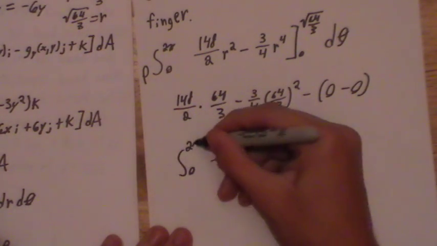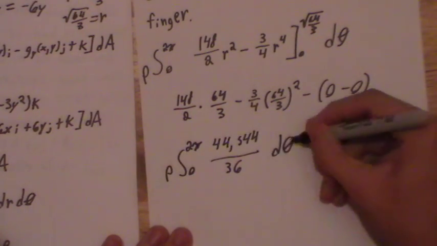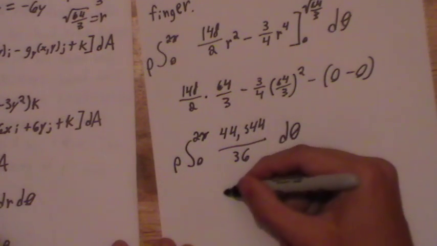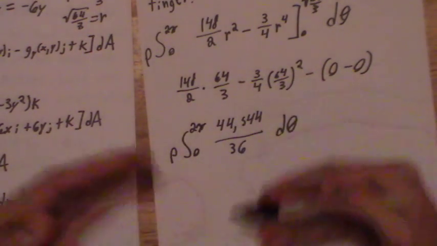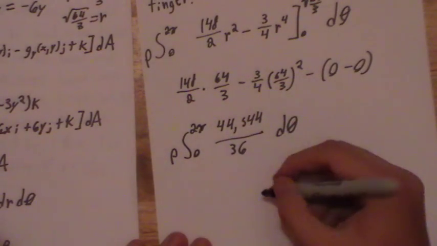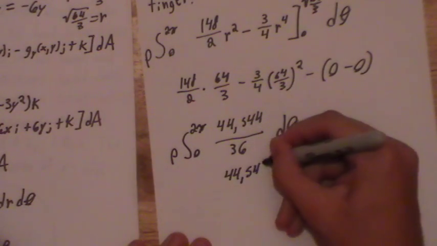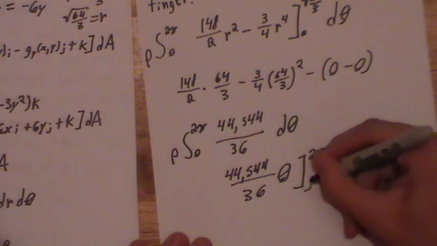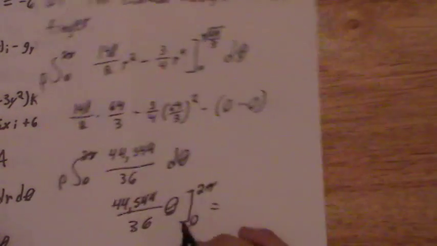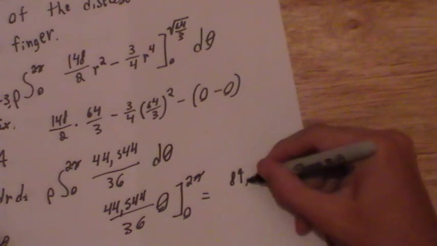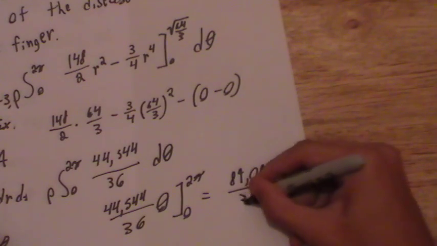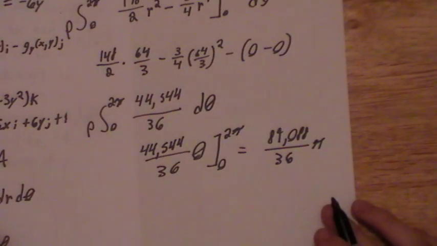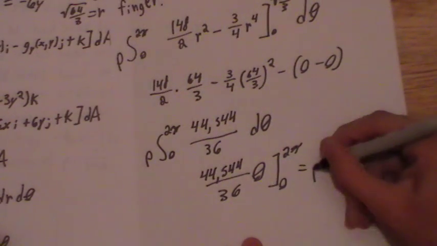So now we bring our second integral, 0 to 2 pi d theta. Integrating this is rather simple. And of course, this is a whole bunch of geometry. I'm not going to go into that. So 44,544 over 36 theta from 2 pi to 0. That equals 89,088 over 36 pi.